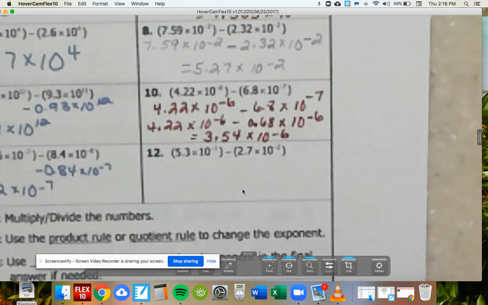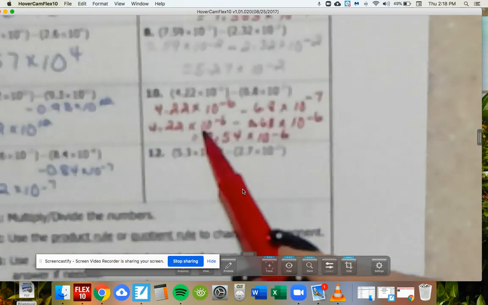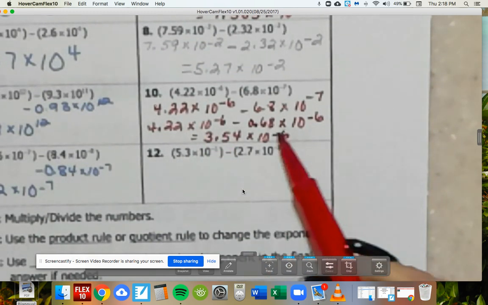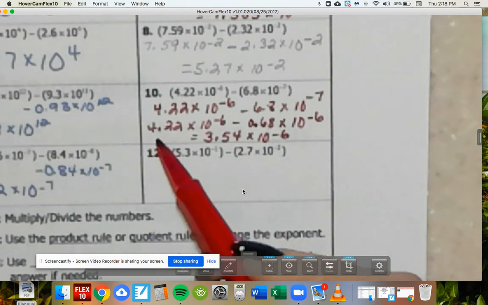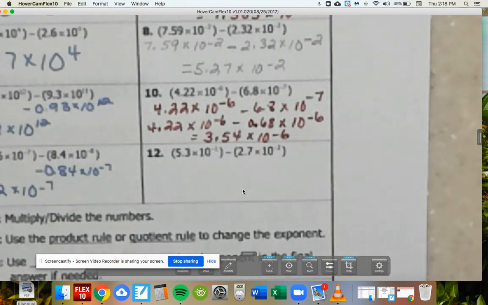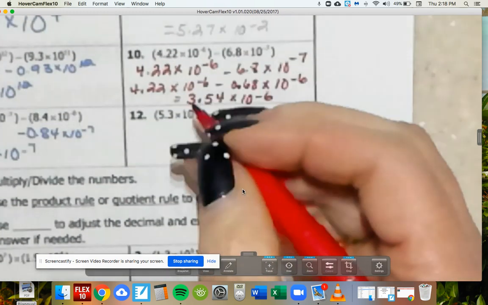Okay, so once you get the 10 with the exponent, once you get those terms to match, it just becomes a quick math problem. In this case, you're just subtracting 2 decimals. Okay, last one. Let's finish strong.